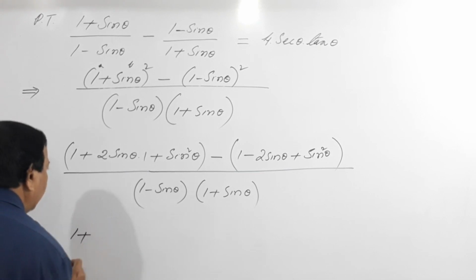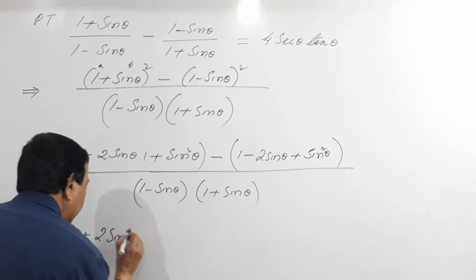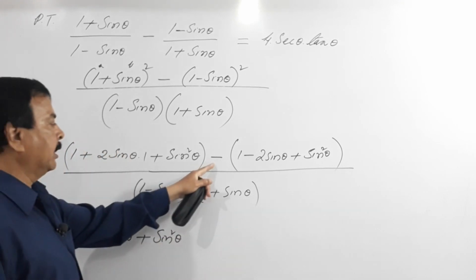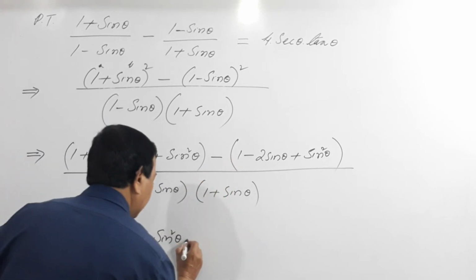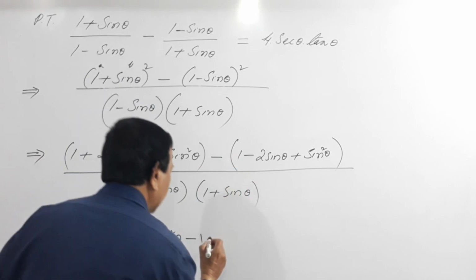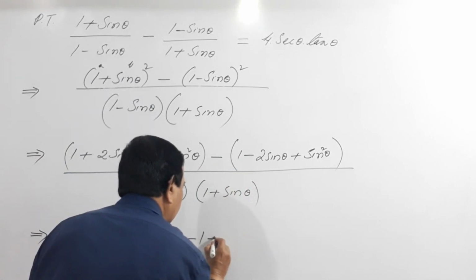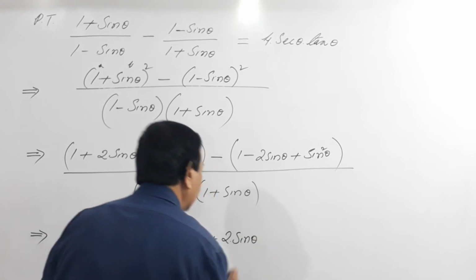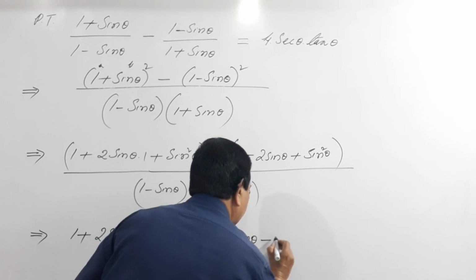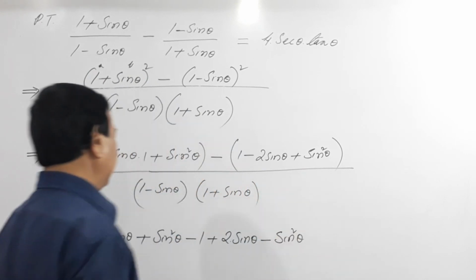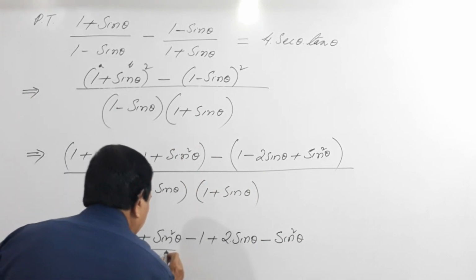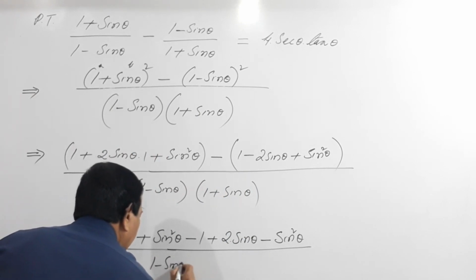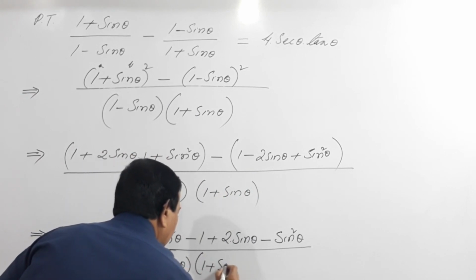This is 1 plus 2 sin theta plus sin square theta, minus into plus is minus 1, minus into minus 1 plus, minus into minus plus, this will be 2 sin theta, minus into plus minus sin square theta, divided by what? 1 minus sin theta into 1 plus sin theta.